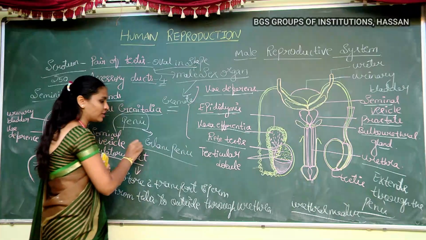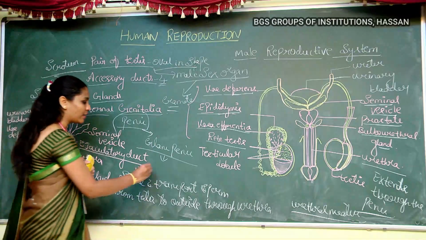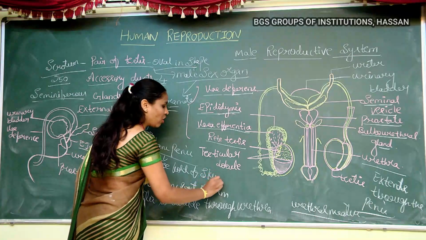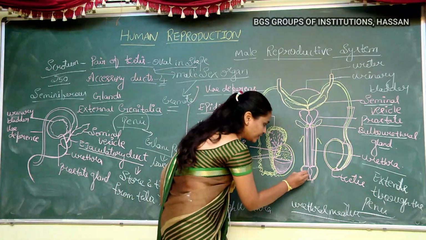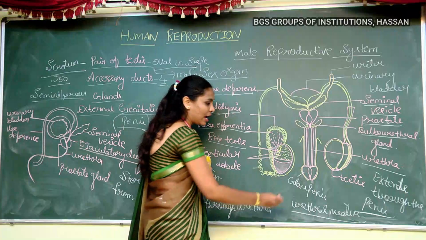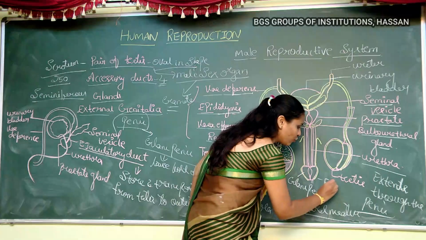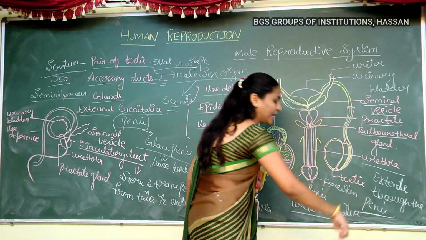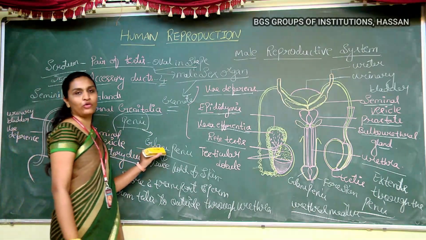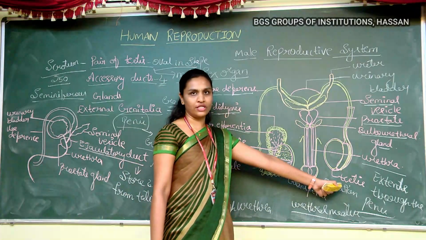The enlarged portion of the penis is known as glans penis, and this glans penis is covered with a loose fold of skin called foreskin. See here, this is glans penis, the enlarged portion of the penis, covered with a loose fold of skin known as foreskin. So the external genitalia includes the penis, a copulatory organ, with its enlarged portion called glans penis covered by foreskin.